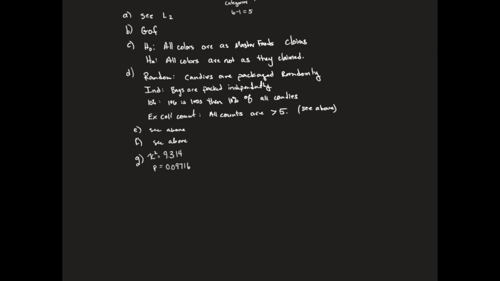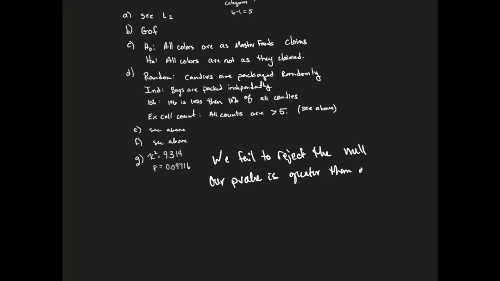So now we're going to basically write our conclusion out for part G. And finally, for the conclusion, the p-value is 0.097, so that's almost 10%. So we're going to fail to reject our null in this case. We do not have enough evidence to say that the candies are packaged any differently than what the manufacturer claims they are.